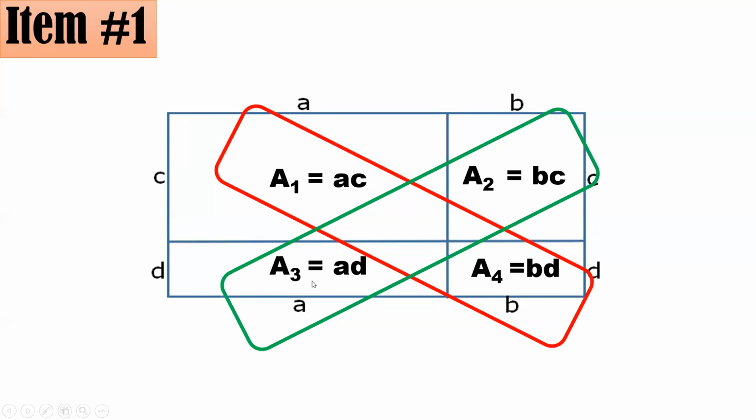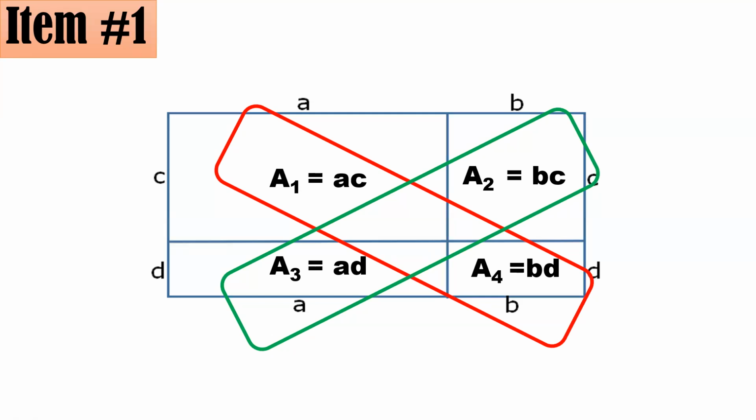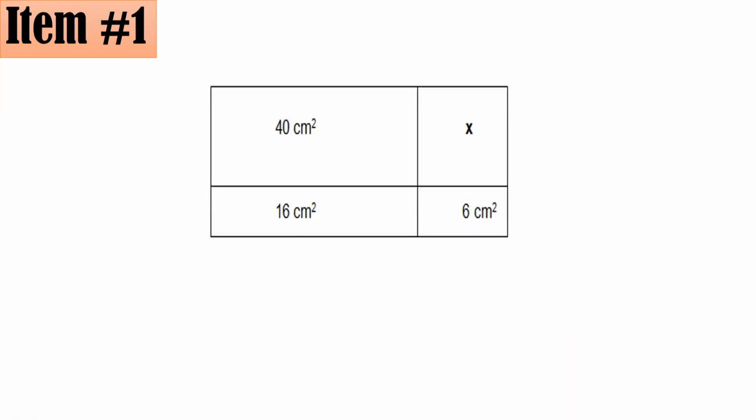Ano pong area ang product ng A sub 2 at saka ng A sub 3 natin? It's still ABCD. In other words, notice po, yung equal po ng A sub 1, dito yung parang cross, ito, yung product ng areas nila ay equal din sa product ng areas ng A sub 3 at saka ng A sub 2. In other words, if we are going to utilize this principle mula dito, so ano po yung equal?